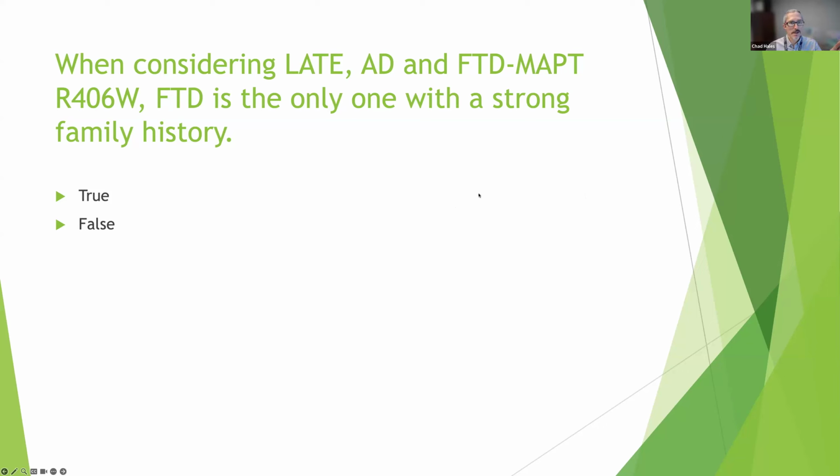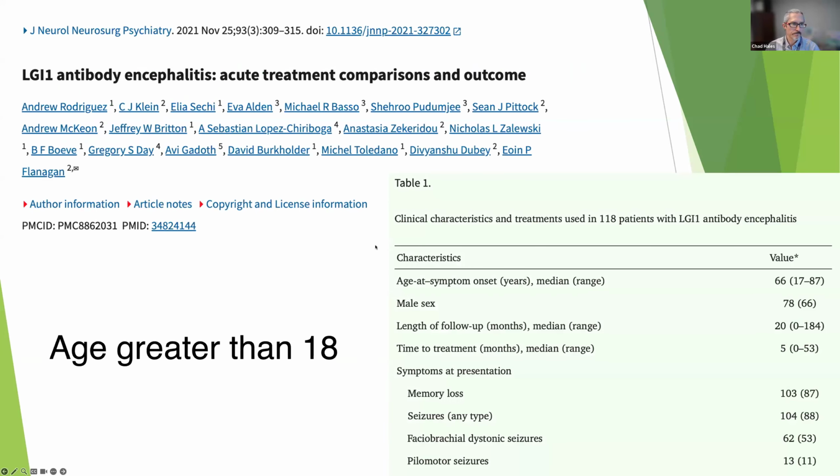Big mouthful, C9orf72. So family history is important. That's the main point for this particular question. The last process that can cause memory loss, remember we've talked about Alzheimer's disease, we've talked about LATE, we've talked about frontotemporal dementia due to R406W, all of which can present with clinical symptoms that look like Alzheimer's disease.